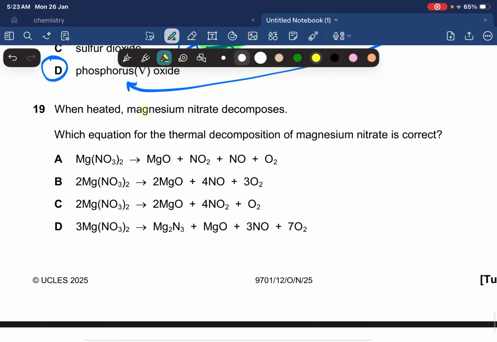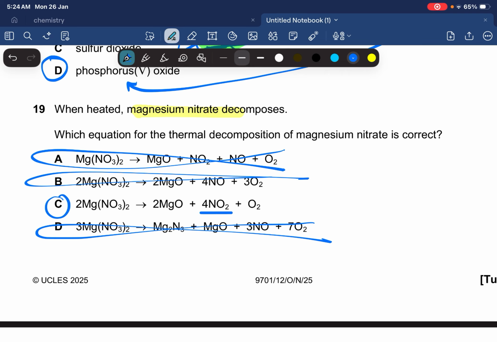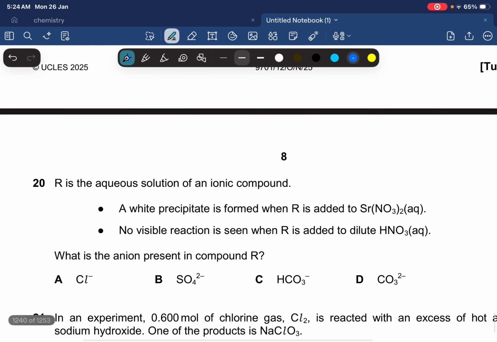When heated, magnesium nitrate decomposes. Which equation for the thermal decomposition of magnesium nitrate is correct? So, I've learned the equation. I am a hardworking person, so I've learned it. Not this, not this, not this. It's option C, because you form nitrogen dioxide. I'll be honest, I've just learned the equation from the book because it was used so many times that I had to learn it. So now it's on my fingertips.